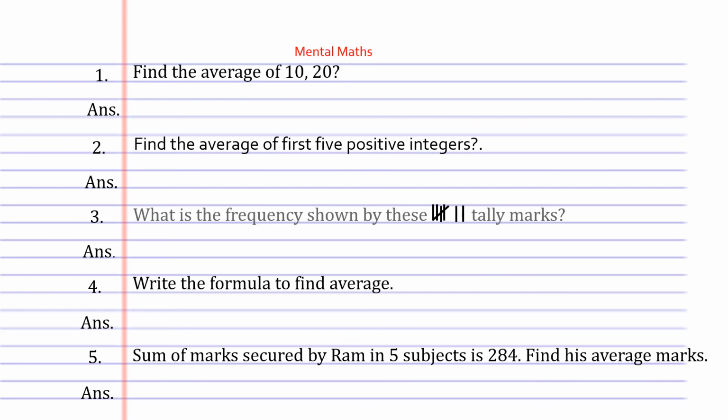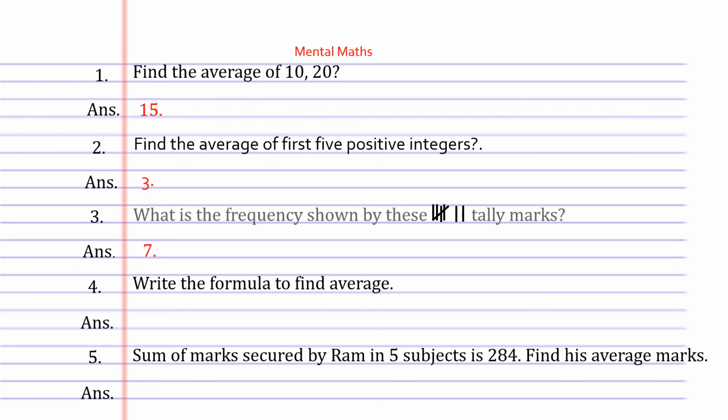Let's check the answers. First answer, average of 10 and 20. 10 plus 20 upon 2. 10 plus 20 is 30. 30 upon 2. So answer is 15. Next answer, average of first 5 positive integers. First 5 positive integers are 1, 2, 3, 4, 5. So their average will be 1 plus 2 plus 3 plus 4 plus 5 upon 5. That is 15 upon 5. So answer will be 3.